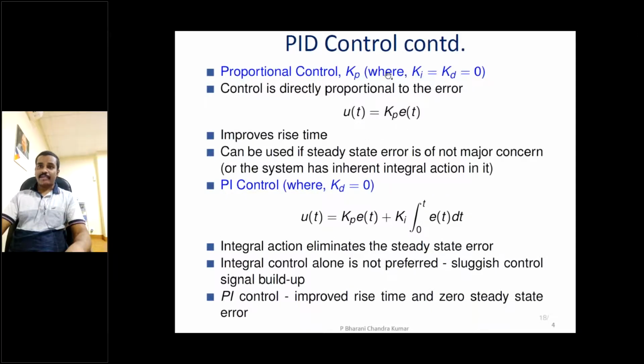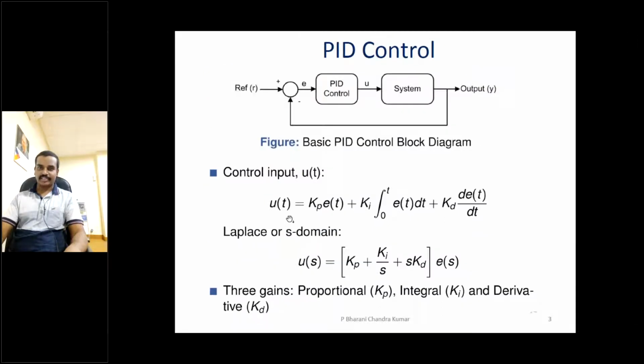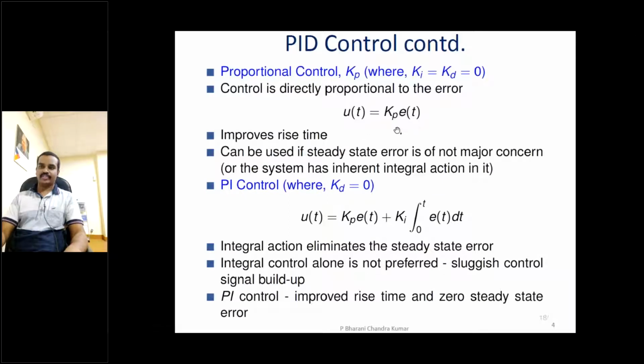So the proportional control, I'm continuing. When I say only proportional control, what I mean here is I'm only keeping the Kp. The other terms Ki and Kd I am equating to zero. So what is going to happen in this expression? If I substitute Ki and Kd as zero, these two terms will vanish. So you are only left with U of t equal to Kp into E of t.